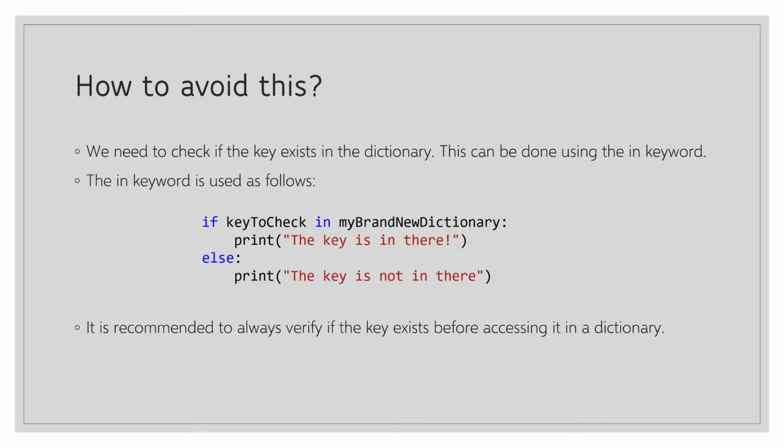So to avoid this, all we have to do is use something called the in keyword. This will allow us to check if a key is present somewhere in the dictionary. So this is how you would use it. You do if the key you want to check is in the dictionary you want to check, and then that if code block is going to run only if that key is present. If it is not present, it won't run.